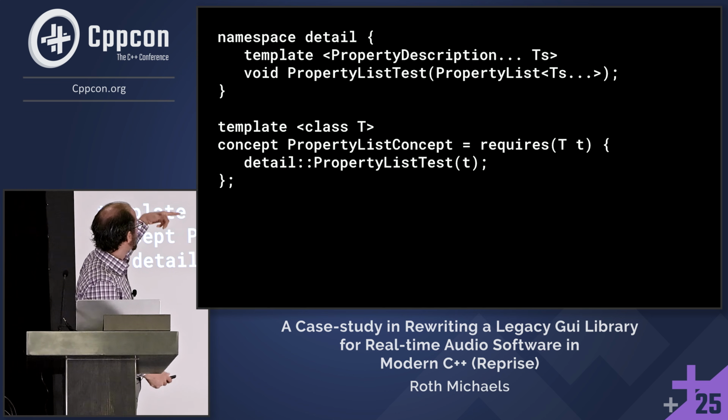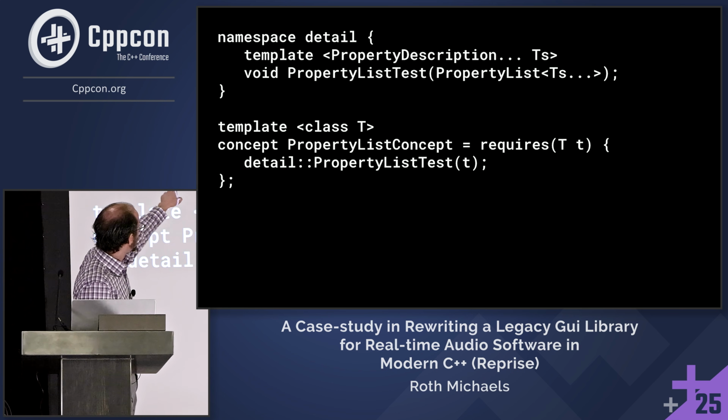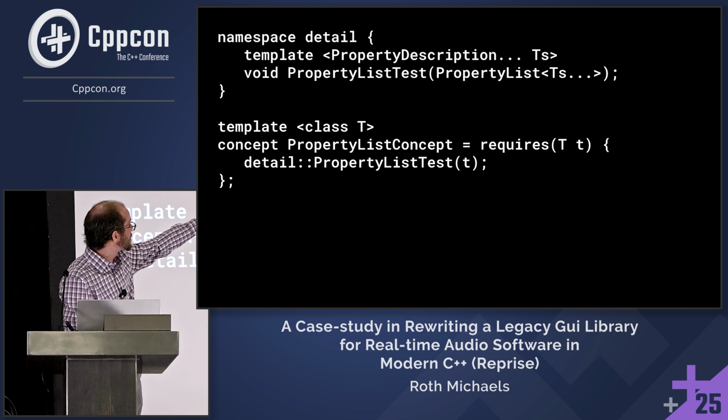And the way we check for this property list concept is pretty easy. We make a function that we don't define that is templated on a list of property descriptions and takes a property list.